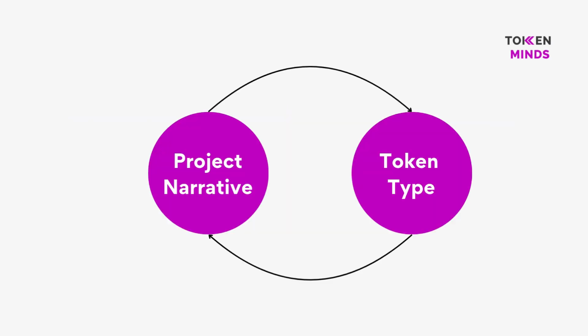So, you've picked a token type, but let me say this clearly once more. That choice cannot be random, it has to fit your narrative. Why? Because in Web3, coherence matters. You're not just creating a token, you're building a whole system of incentives, a user journey, a story people buy into. So if your token doesn't reflect your narrative, your project will feel disjointed and it'll confuse users and investors alike.